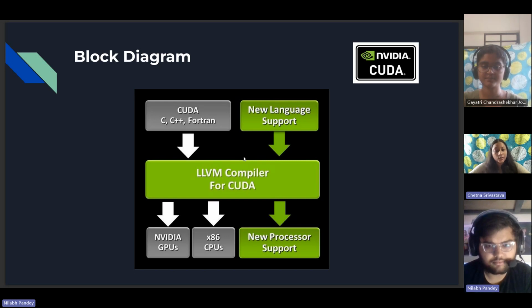Lastly comes linking and execution. Finally, the generated GPU and CPU codes are linked together into a single executable that can run on a system with an NVIDIA GPU.